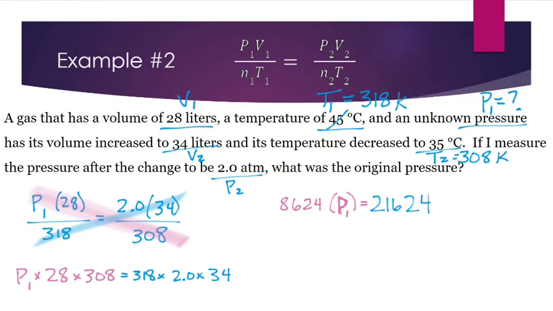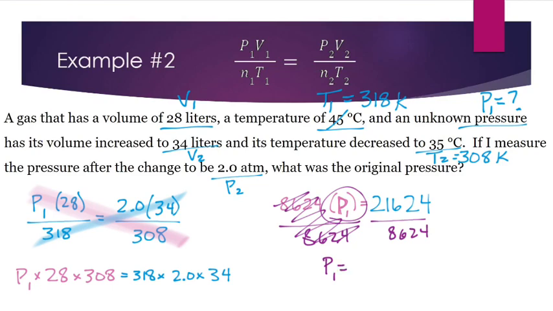And so condensing it all together, we end up with 8624 times that P1 that we're looking for equals 21624. And if we're trying to solve for P1, we need to divide by whatever is there with our P1. If we do that on both sides, then it cancels out on the side that we don't want it on, and leaves us that P1. And this should be the final math we have to do to get our final answer.